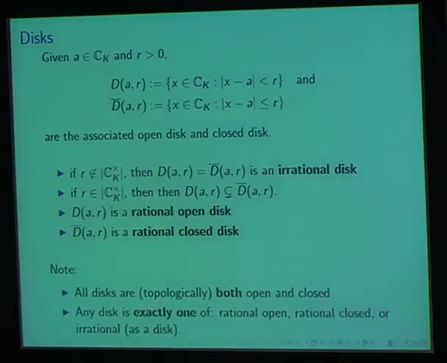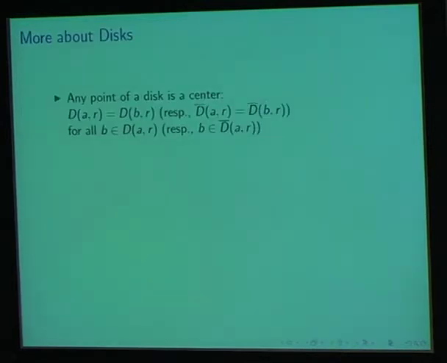All right. In addition, in spite of what I just said, even though topologically all disks are both open and closed, there is a difference. There's a true distinction between those that are rational open, those that are rational closed, and those that are irrational. So yes, they're all open and closed as topological sets, but as disks, there's a true difference between irrational, rational open, and rational closed. Any disk is exactly one of the 3 things.